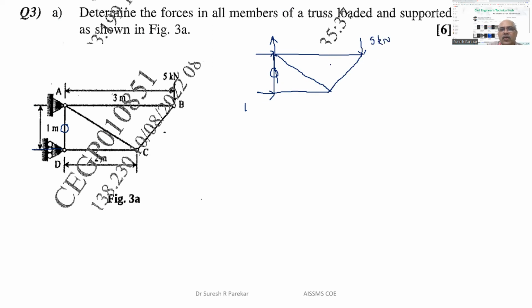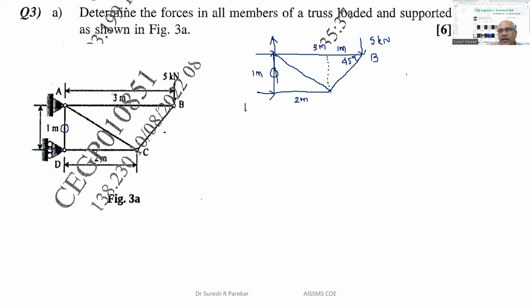Now we have this total distance 3 meters. We have this distance as 2 meters. So if we will draw a vertical line, we will have this distance as 1 meter. And this also 1 meter. And from this, because this total is 3, this is 2, so this is 1. So this angle I will get as 45 degree. So now I will consider joint B.